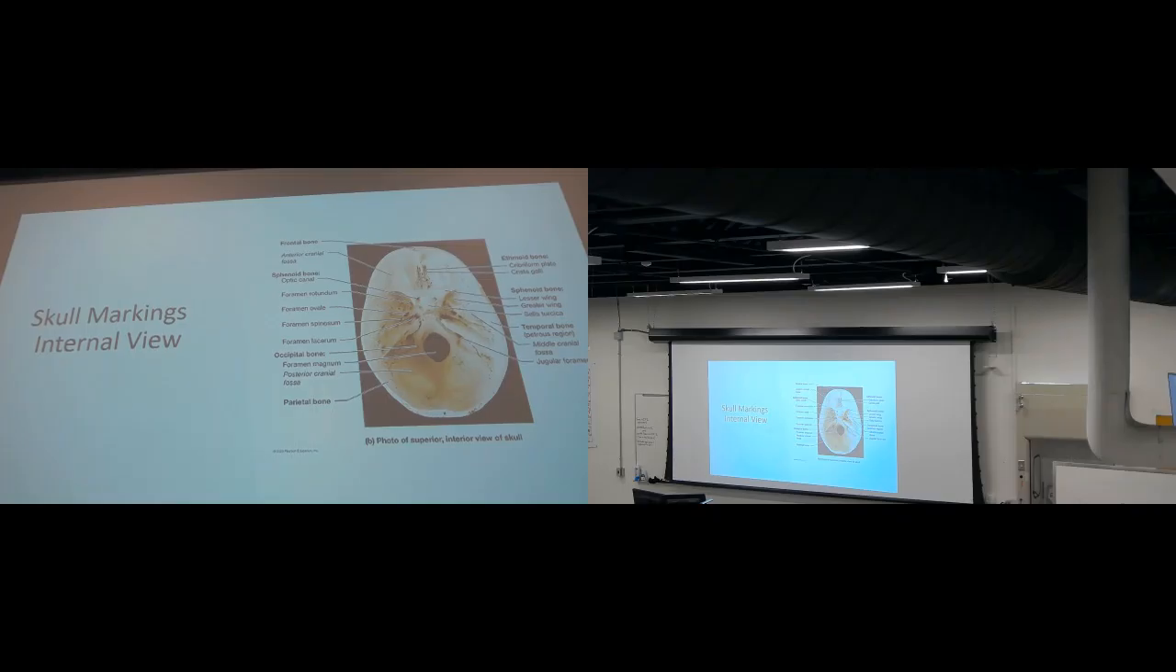So the foramen magnum is where the spinal cord is located. That's why it's large. And then on the sides of the foramen magnum, you have the hypoglossal canal, through which cranial nerve number 12 passes, the one that allows us to move our tongue.